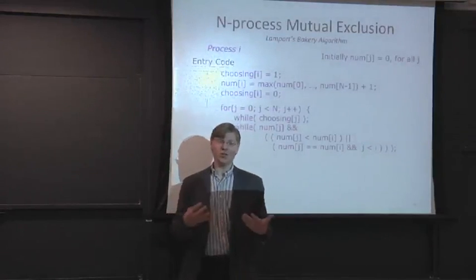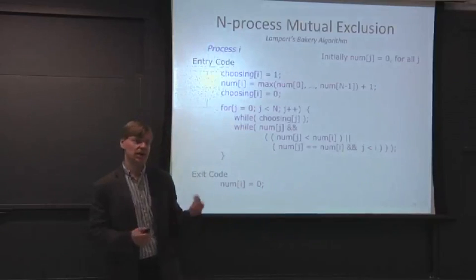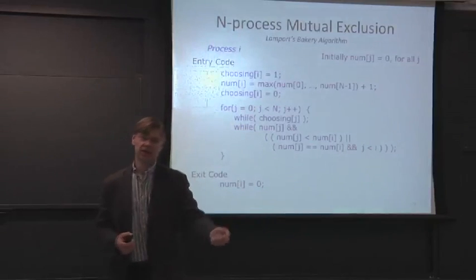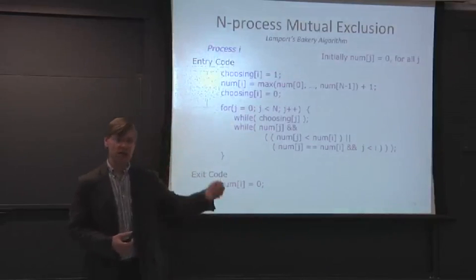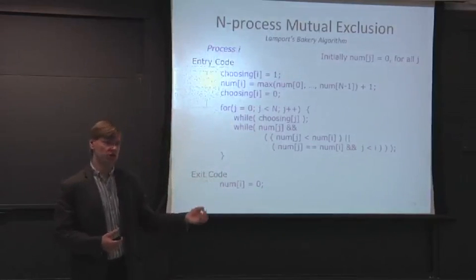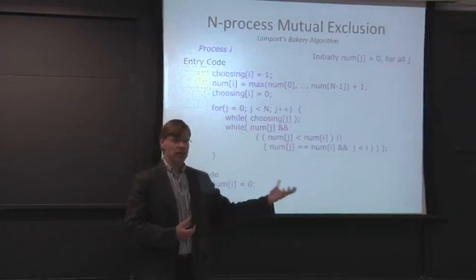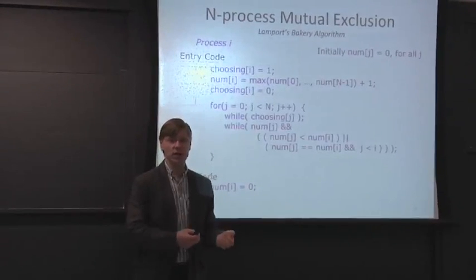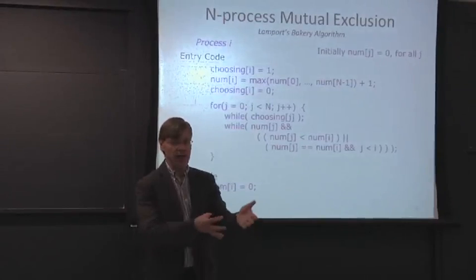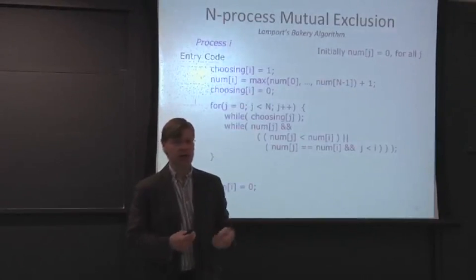And this is the moral equivalent of going to the deli and trying to take a ticket. So you go to the deli, you take a little ticket, and then someone calls your ticket number, and then you are served. And this is how you can implement multiple people trying to access one resource.